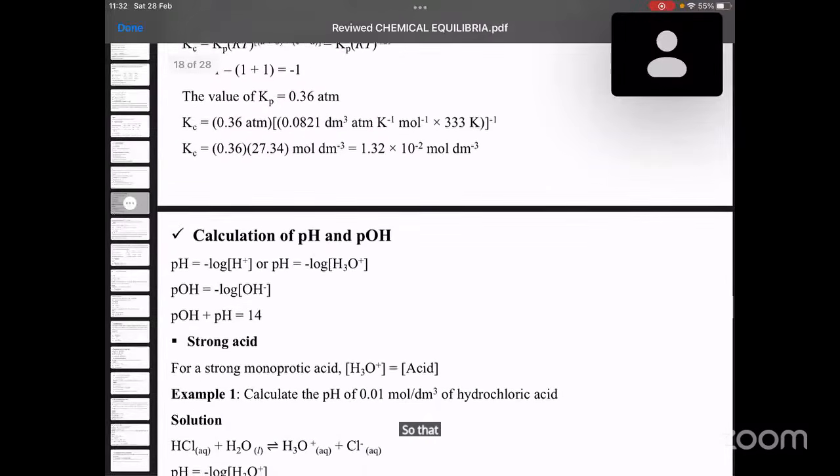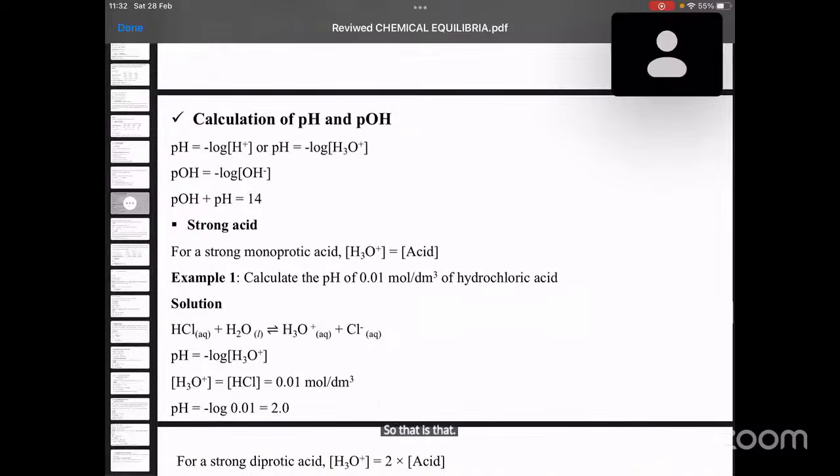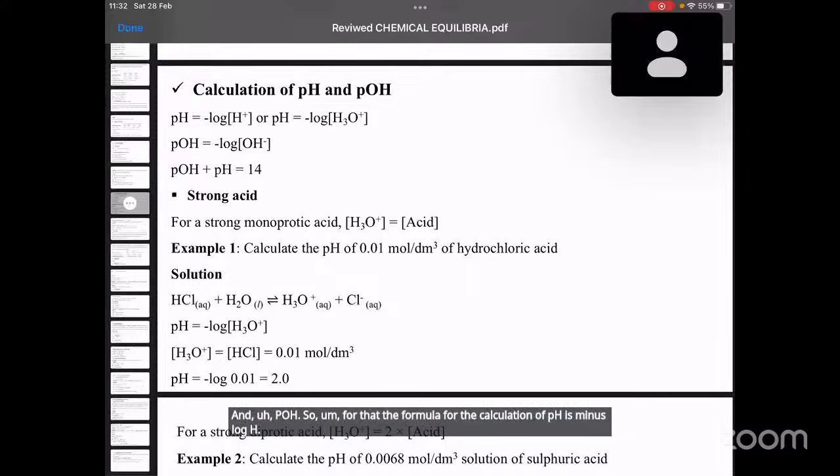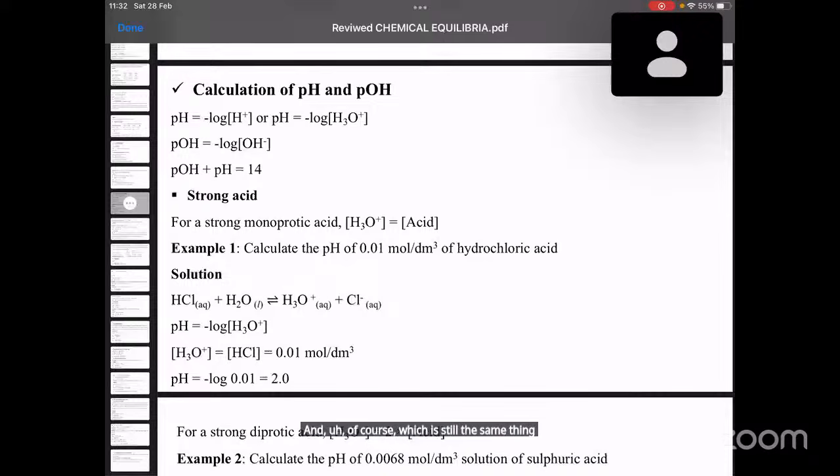So that is that. Then the calculation of pH and pOH. The formula for the calculation of pH is minus log [H+], which is the same as the minus log of the oxonium ion, H3O+. Your pOH is minus log of the hydroxyl ion concentration. For any material, if you add your pOH and pH together, they must equal 14.